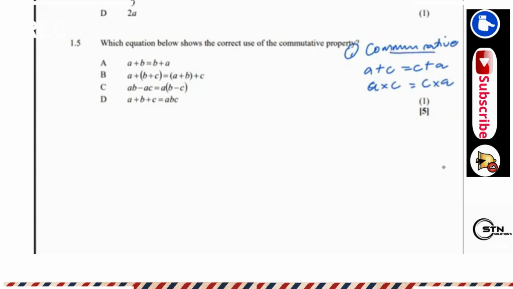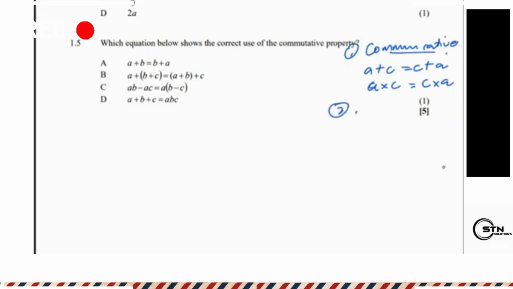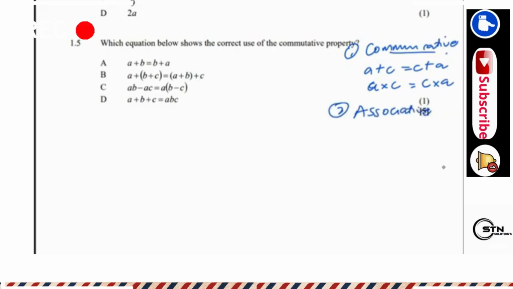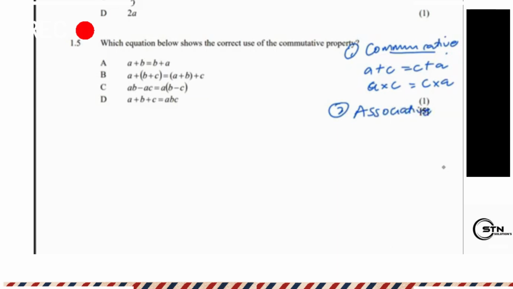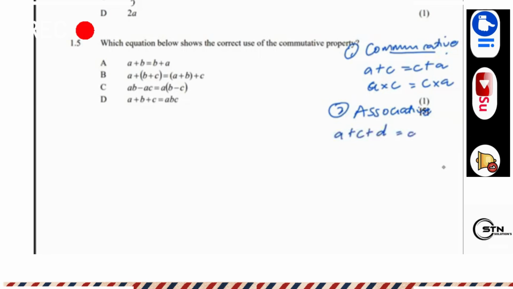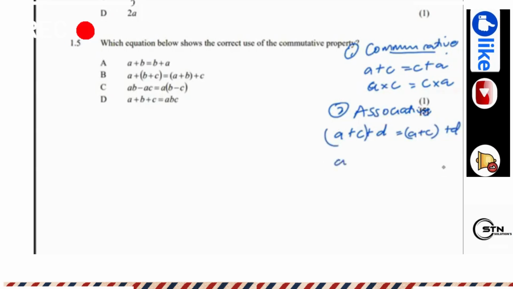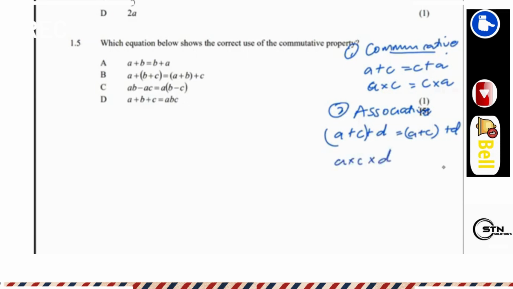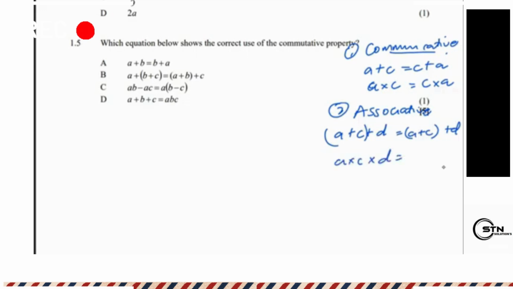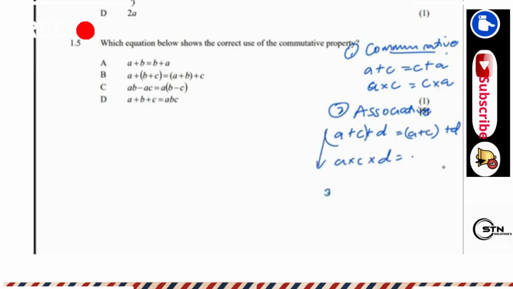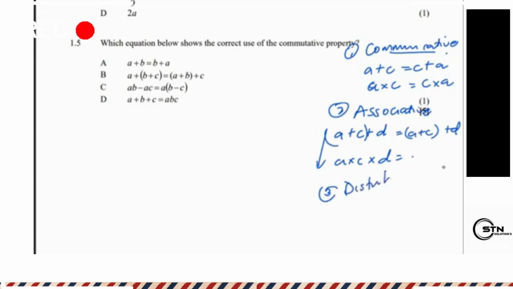So that is commutative. Then 2 is to do with associative. Associative normally works with more than 2 elements or terms. So if you have a plus c plus d, this could be the same as a plus c first, and then the d. So the order of addition also doesn't matter. Same applies with multiplication, to say that we cannot multiply everything at once. We can just choose 2 elements at a time, okay? So this is associative. And then lastly, we have what we call the distributive, okay?